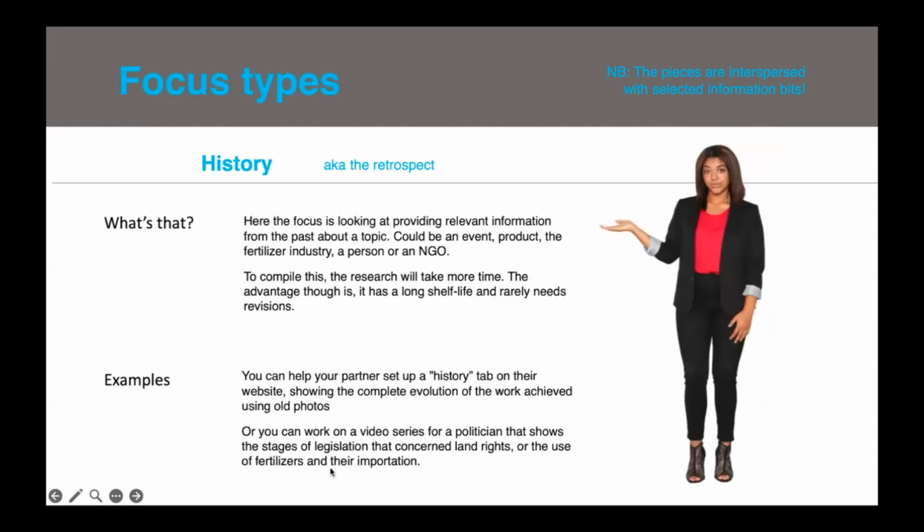History: a history article. Let's say you have a certain period of time that you've been working on something, and there's a whole history, and you can dig into how the whole thing started. You could help your partner organization set up a history tab on their website, showing the complete evolution of the work achieved and so forth. And obviously, you can also hook this into SNRD, creating an article that points at this tab, for example.